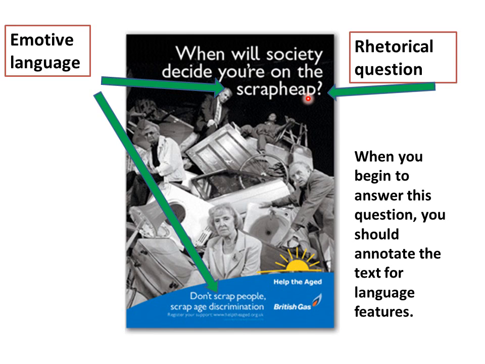We've got here a rhetorical question. When will society decide you're on the scrap heap? So it's asking the reader a direct question, getting them involved with the text and making them feel as if they're being personally spoken to. We've also got the repetition of the word scrap. Don't scrap people, scrap age discrimination, and it also appeared earlier in the text.